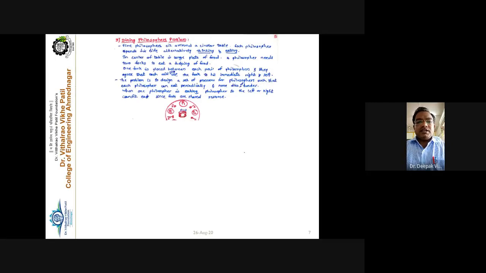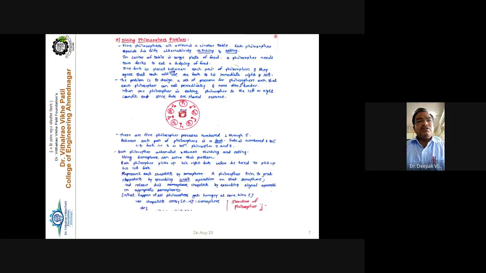Now the next example of process synchronization is the dining philosopher problem. You cannot really call it a word problem, but it is an example of process synchronization and how it is achieved with the help of semaphores. Again, you have to write down the pseudocode with the help of semaphores for solving the dining philosopher problem.